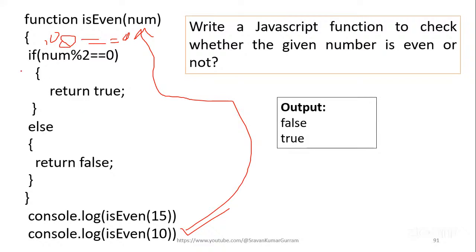If it is true, the control enters into the block. What we have here is return true. So in this case, it returns true. If it returns true, the given number is even. That is the meaning of this. Instead of false and true, if you want to write text like the given number is even or the given number is not even, you can also write that by using console.log or document.write. All are valid.